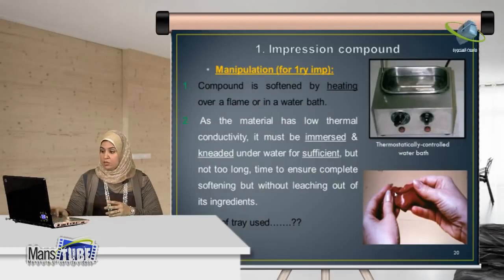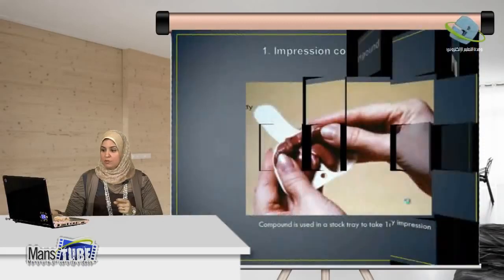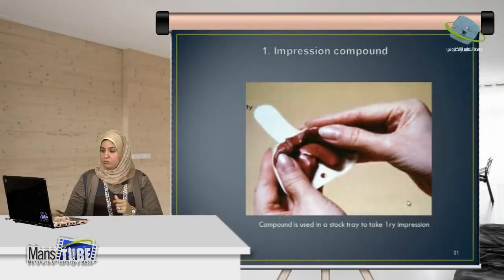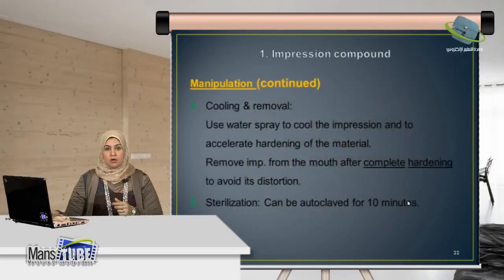As we can see here, the material has a very low flow. It is a very viscous material. So which type of tray do we have to use? Of course, this consistency will not record fine details, so we have to take a primary impression only with this material. So the type of tray used is a stock tray. When we put the tray inside the oral cavity, we let the material cool down. So after complete hardening and cooling of the material, we remove it from the oral cavity, and then we have to sterilize the material by autoclaving for 10 minutes.